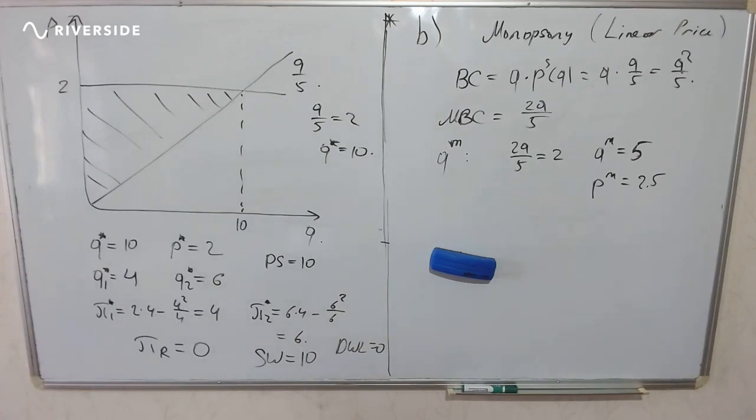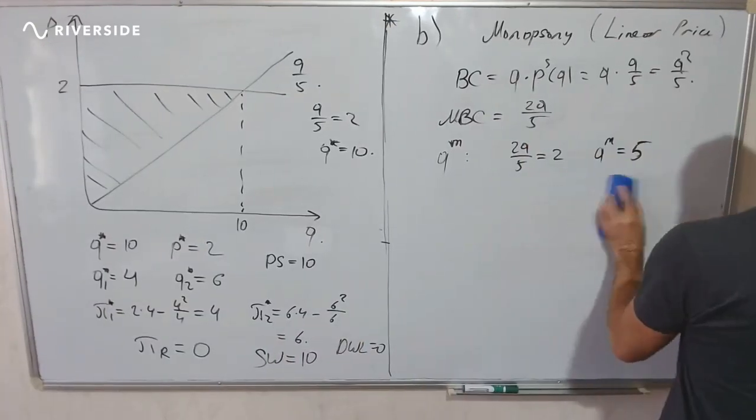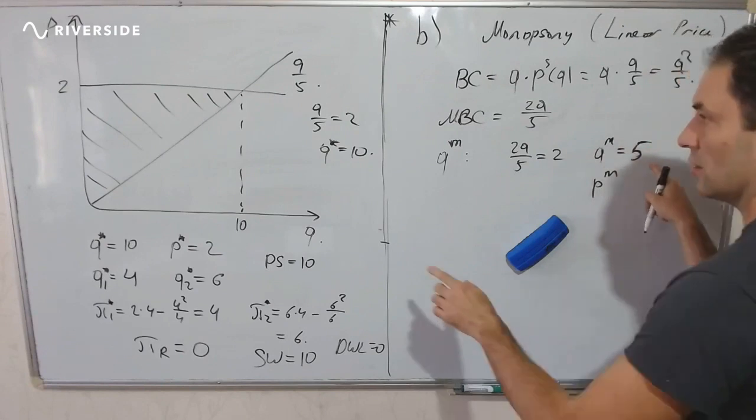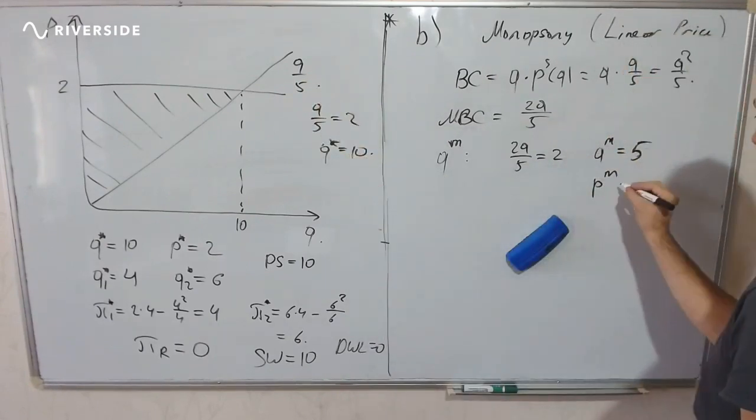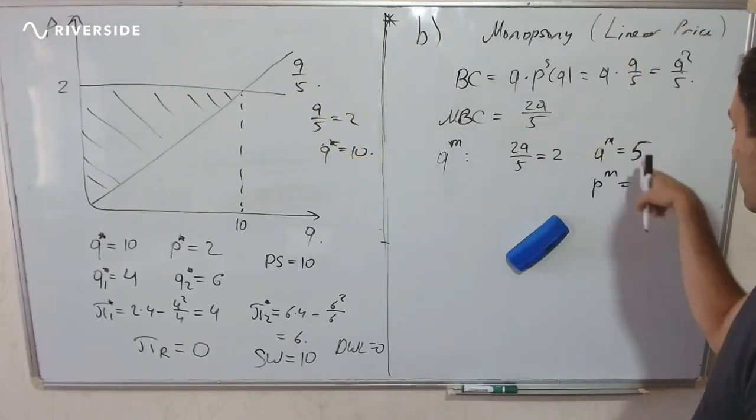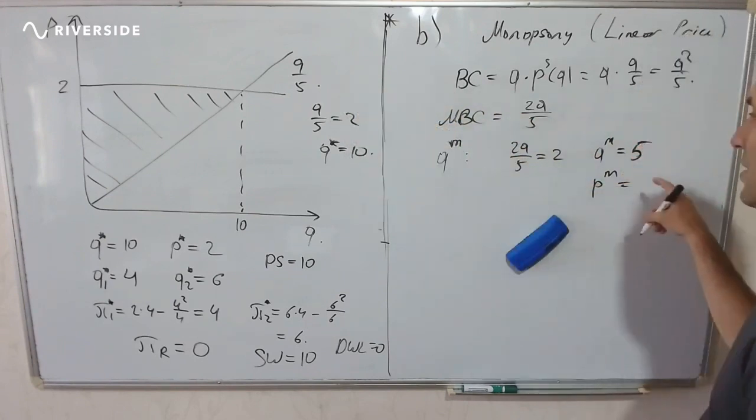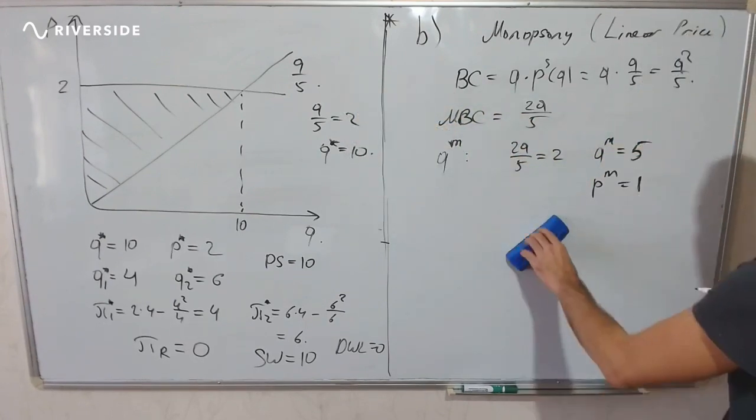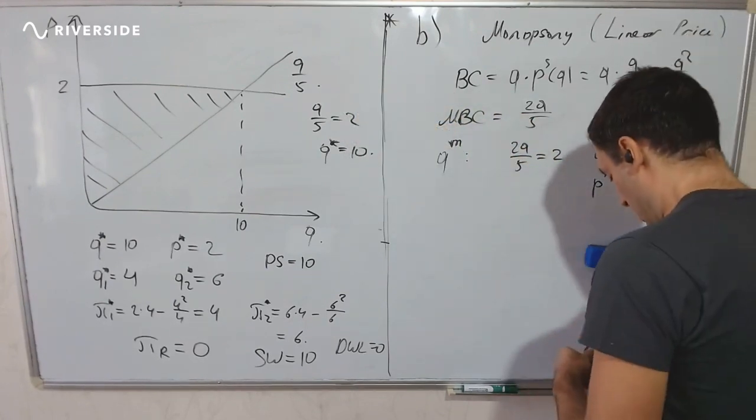No, sorry. The price will be, just plug it in here. Don't plug it here, plug it into the real inverse. So 5 is just 1. Okay, so how can we see it graphically?